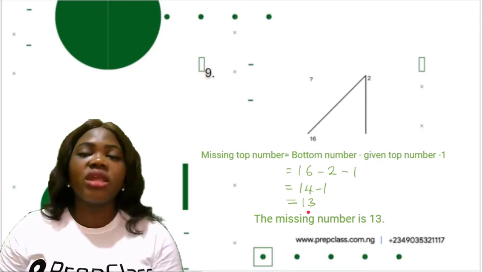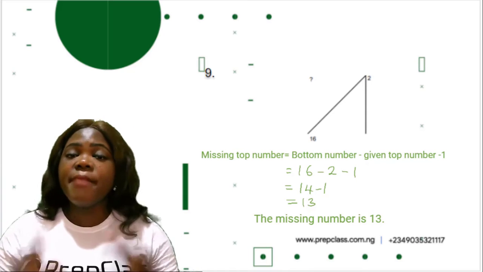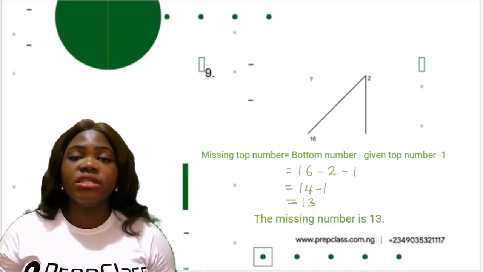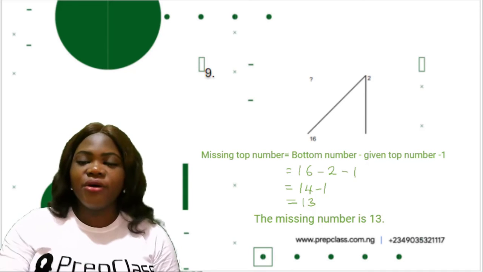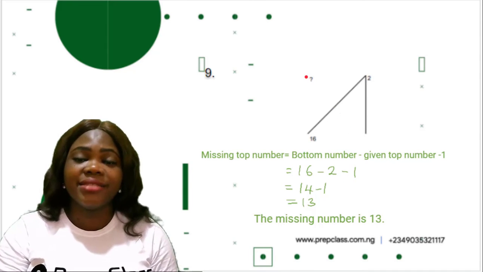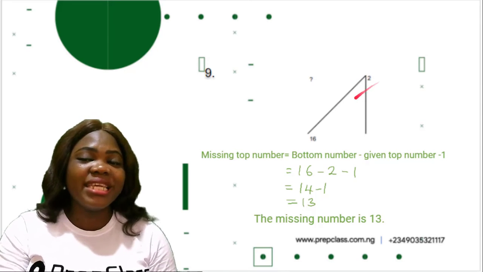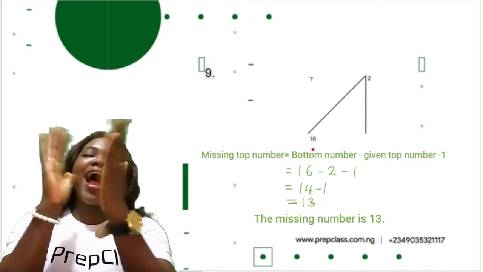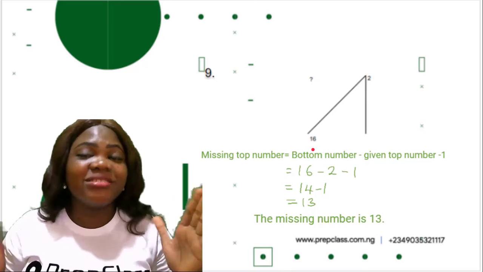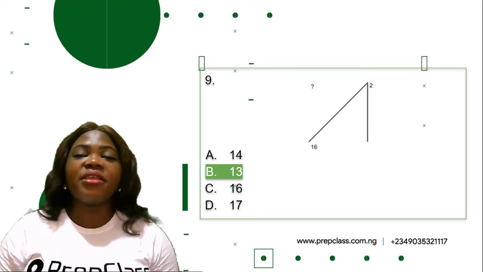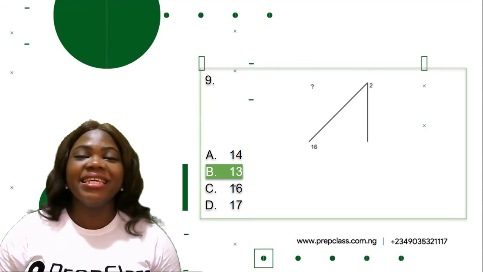So for us to be sure that the answer is correct, remember from the samples, you add the two top numbers, then add 1 to it again to get the bottom number. Okay, so now that the top number is 13, 13 plus 2 is what? 15. Then 15 plus 1 is 16. Wow! So this means that we got it right. So the missing number here is 13. So the correct option here is option B, 13.